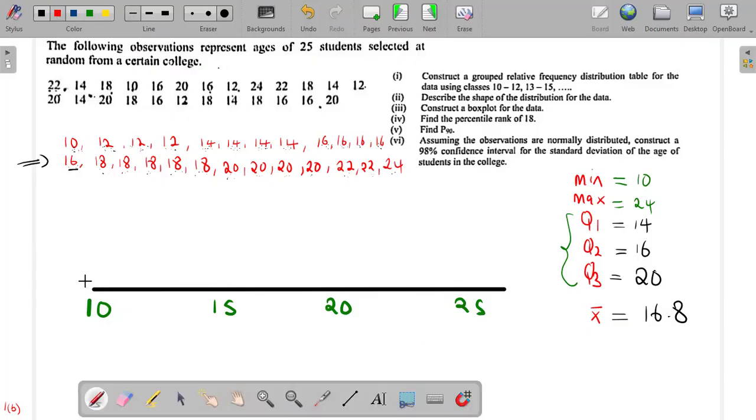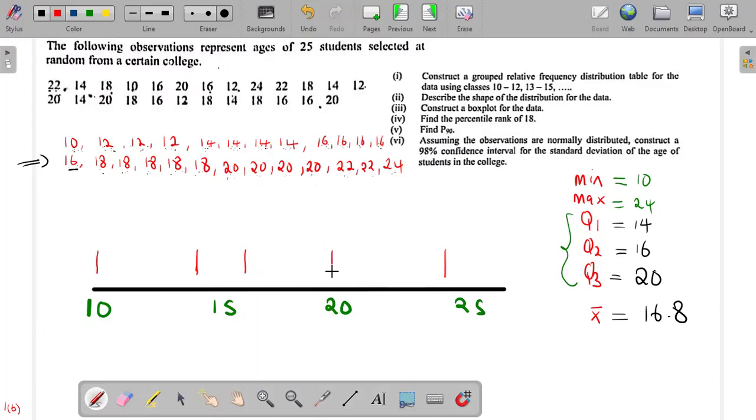So now, what you need to do is draw a vertical line at the maximum, minimum, and all of Q1, Q2, Q3. The minimum is 10, so I'll draw a vertical line there. The maximum is 24, so somewhere close to the 25. The Q1 is 14, so closer to the 15, somewhere there. And the Q2 is 16, so after the 15, somewhere there.